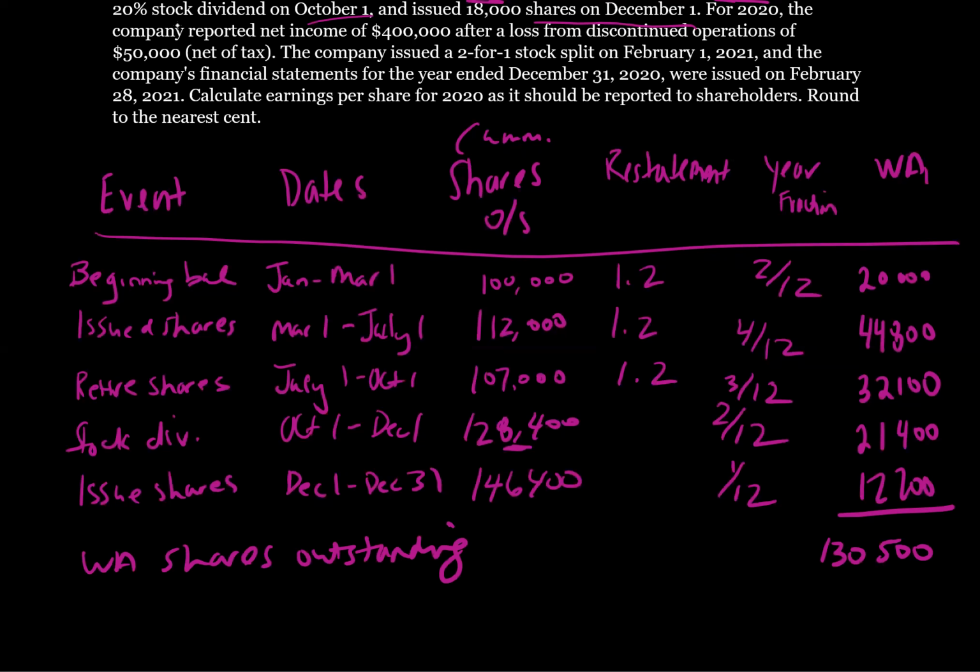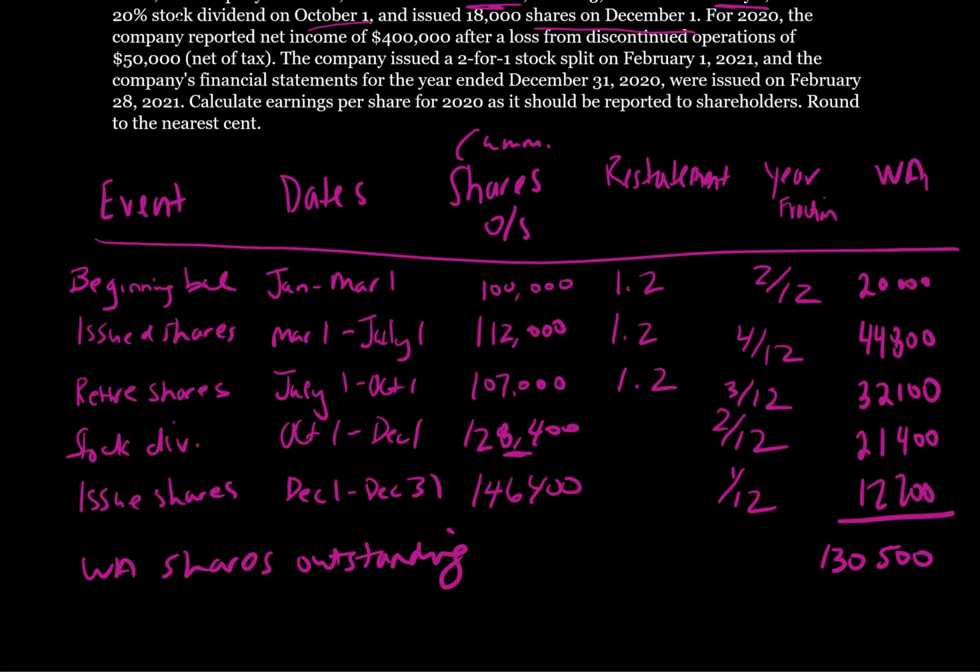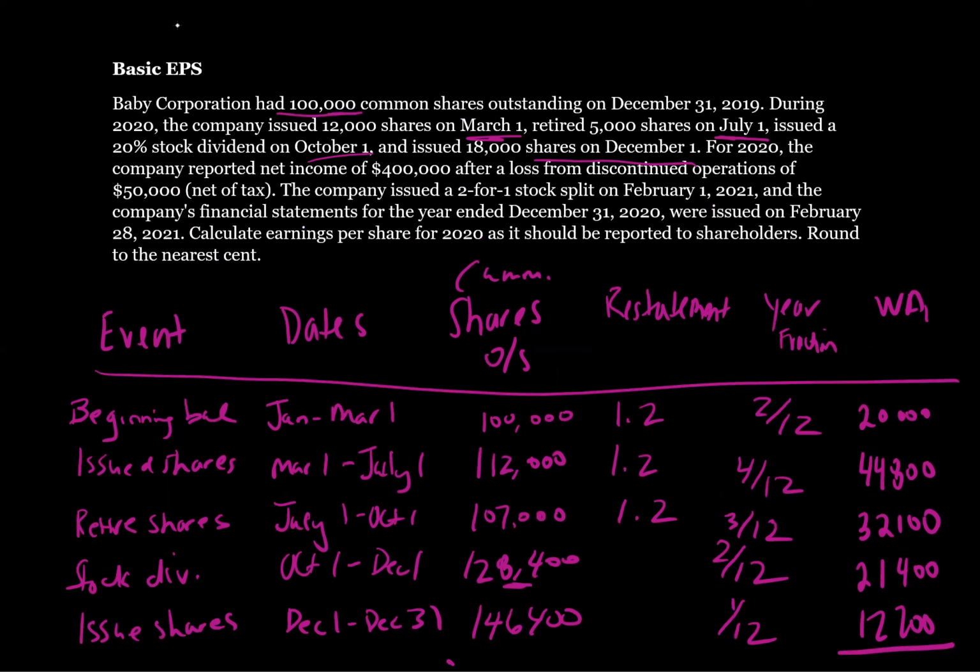Okay. Now let's look back up at the question and see if we picked up everything. So we definitely picked up this. We picked up this. We picked up this. We picked up the stock dividend on October 1st, the 18,000. And then we've got the net income and the discontinued operations numbers. So then we're going to see, okay, we've got net income, discontinued operations, and then what about this line here?